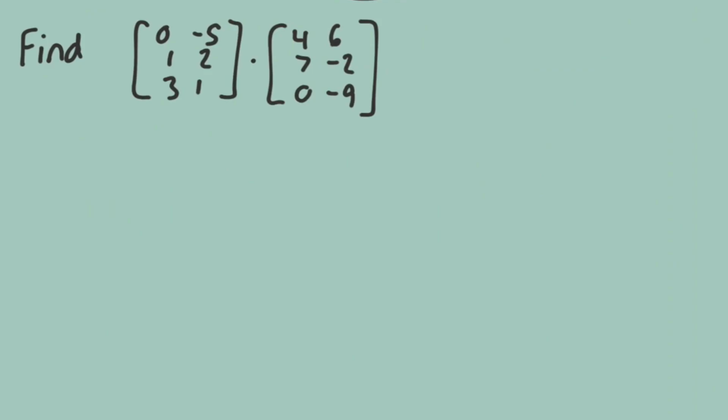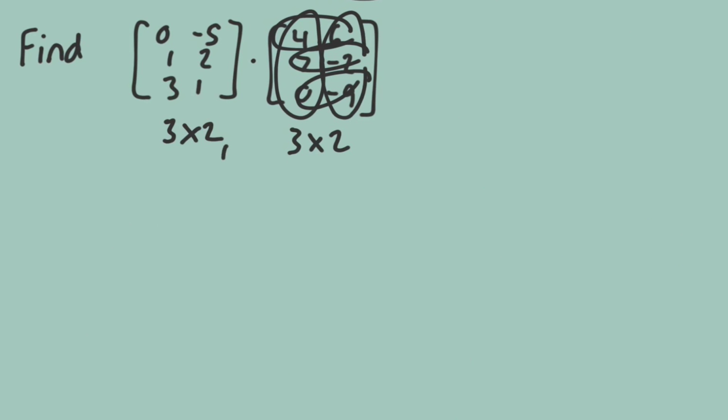And then one last example, we have 3 rows by 2 columns here. And this one is also 3 rows by 2 columns. Inside numbers don't match up, so this one would just not be possible.